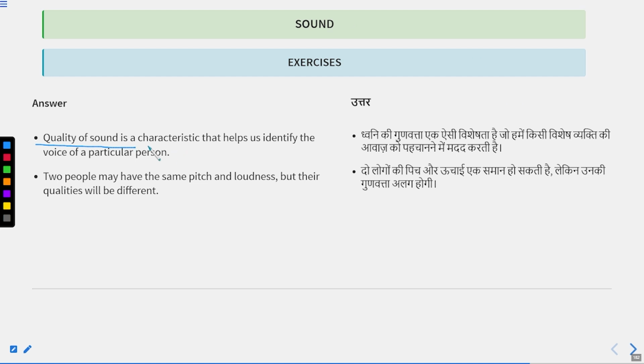Quality of sound is a characteristic that helps us to identify the voice of a particular person. Two people may have same pitch and same loudness, but their quality of sound will be different, and quality of sound will help you to differentiate between two different voices of two different persons. Is this answer clear to you, class? Now let's move on to next question.